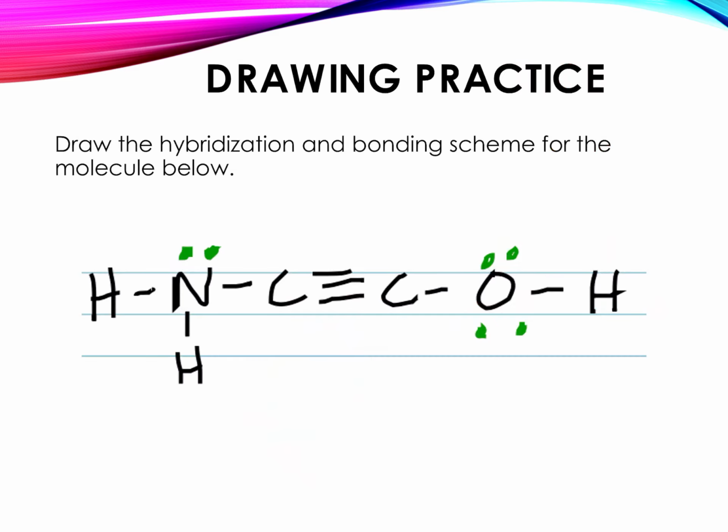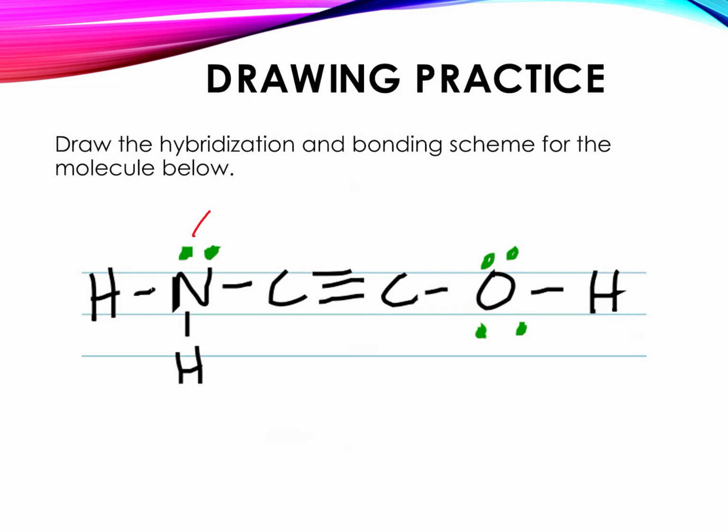Let's try one that's a little more complex. Look at this mess. So we've got a lot of different things going on here, right? What I would do first is go through and plan out the hybridization of all of the atoms, and where you have sigma bonds and where you have pi bonds. So let's go through that.